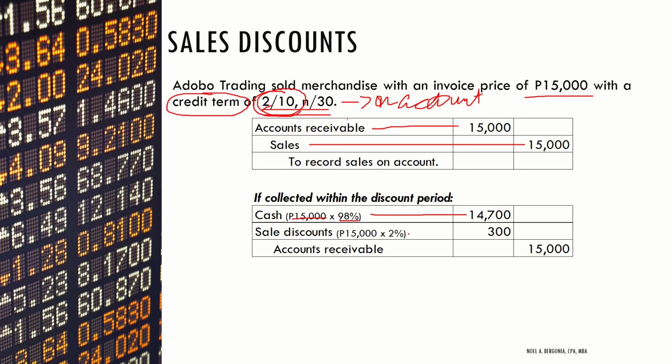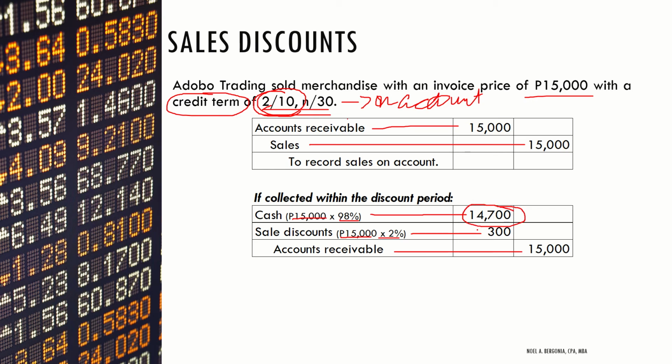And in the entry, we debit sales discount amounting to 300 pesos. So where did that 300 pesos came from? So we have the 15,000 ulit na invoice price natin times yung discount na ibibigay na 2%. Okay, that's 300. And we credit accounts receivable 15,000. So eventually, once collected, we have a sales discount already. And we receive lower than 15,000 since binigay natin kay customer yung discount na 2%.